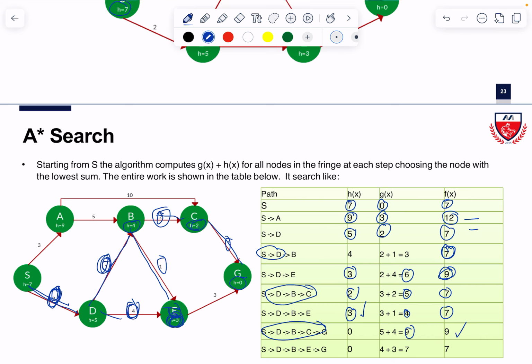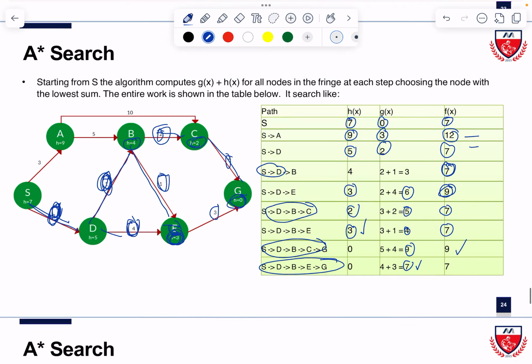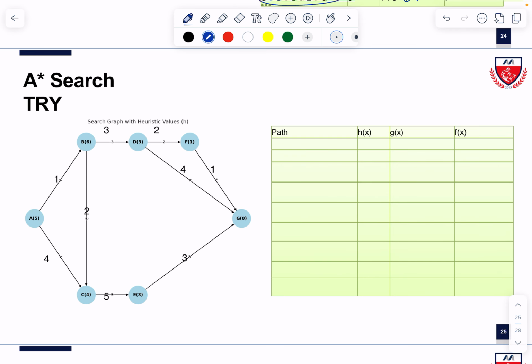But in SDBEG, we have an actual cost of 3 plus 1, that's 4, plus 1, that's 5, plus 2, that's 7. This is correct. And a heuristic cost of 0. So the shortest path would be this path here. And this is our final answer using A* search. And I hope that is clear. That's now I would want you to try this on your notes perhaps, or your sketch papers. You can pause this video and try from A to our goal state G.